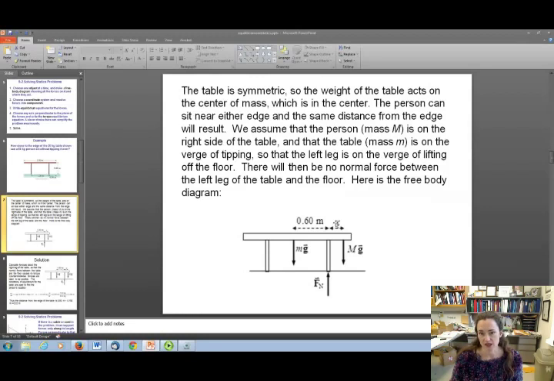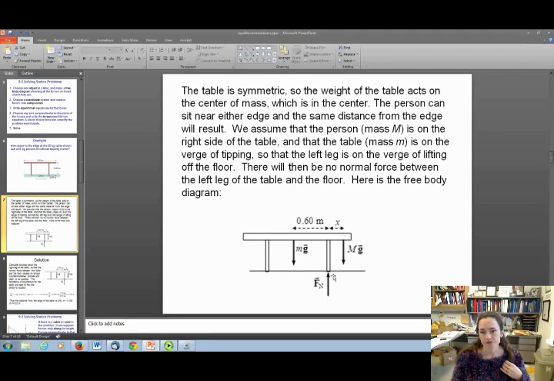Okay. Now, that person sits on either edge. It doesn't matter because since it's a symmetric table, they could sit on the right side or the left side, and in order to get it not to flip, it would have to be the same distance from the edge of the table, if you understand me. So let's call the mass of the person big M in our equations, okay? And they're going to sit on the right side of the table at some distance x away from that table leg, okay?